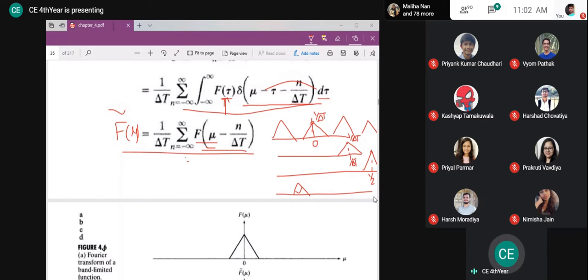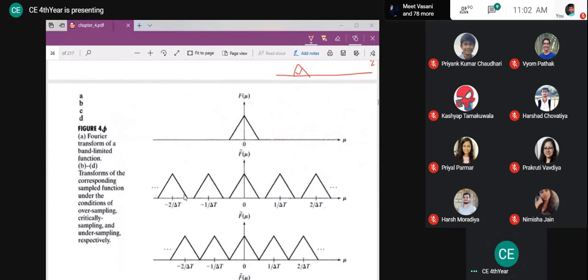So how exactly will it look? It will look like my F of mu is shifted to locations 0, 1 by delta t, 2 by delta t, 3 by delta t, and so on. Right? So this is what I am going to obtain. You can see, this is what we are obtaining: a repeated version, repeated F of mu at 0, 1 by delta t, 2 by delta t, and so on.